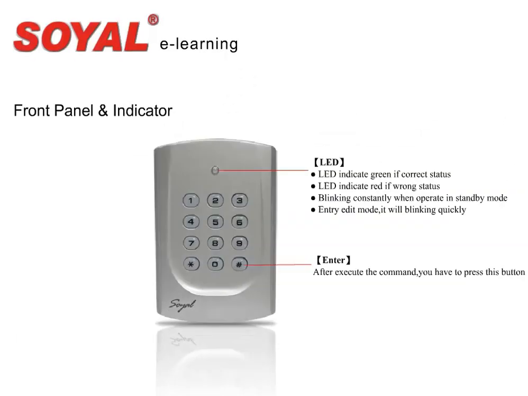First, the indicator of LED light and the function of button. At the correct status, the LED indicates green light. At the wrong status, the LED indicates red light. The LED blinks constantly when it operates in standby mode. When entering programming mode, it will blink quickly. The keypad: the pound means enter. When you execute a command, you need to press pound to enter.